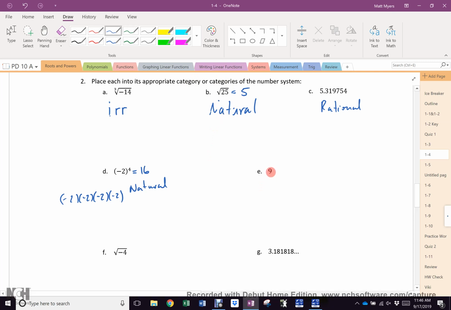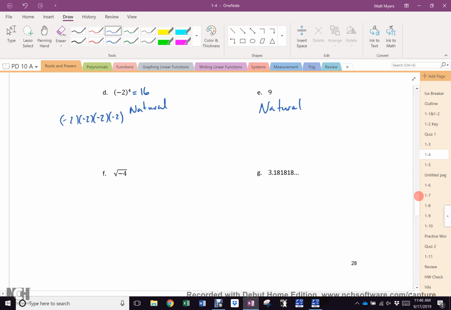So what about 9? Natural, of course, because we would hit it if we started counting like in kindergarten. And F is tricky because we never actually wrote it down. I just talked about it. What is F?